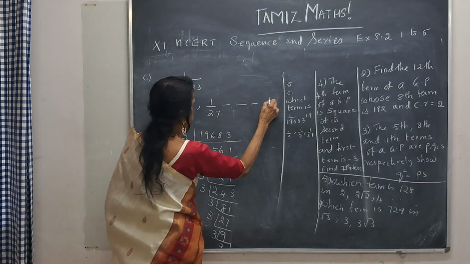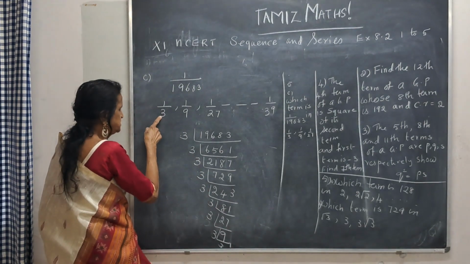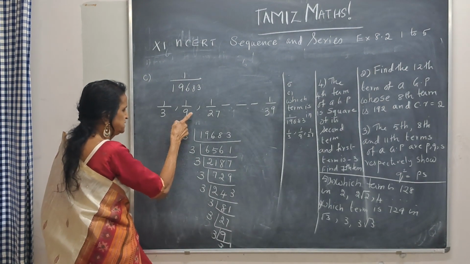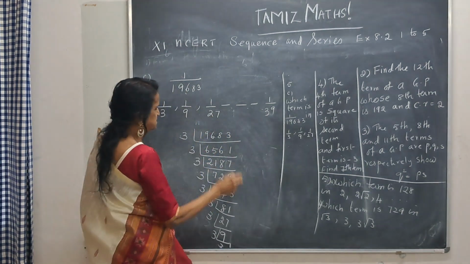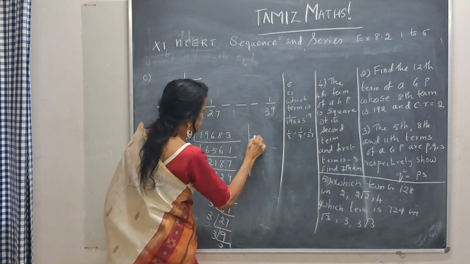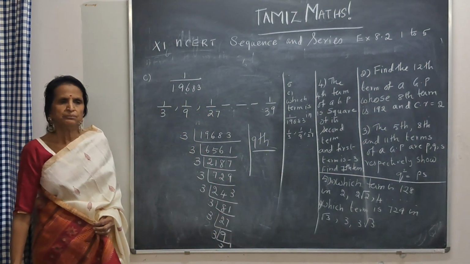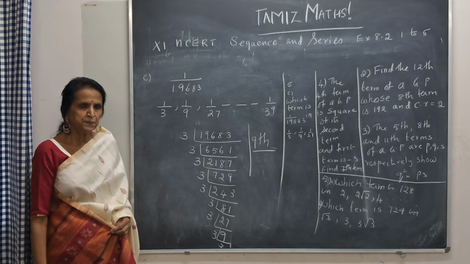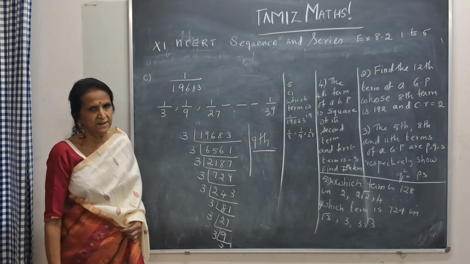This number will be 1 by 3 power 9. 3 means first term, 3 square means second term, 3 cube means third term. So 3 power 9, which is this number, will be the 9th term. So problem 5, subdivision C, it will be the 9th term.